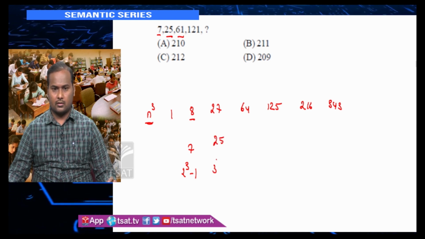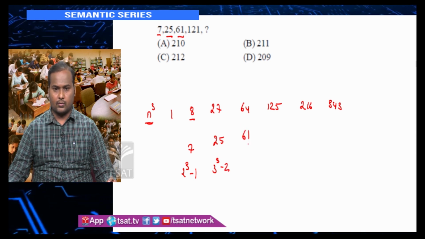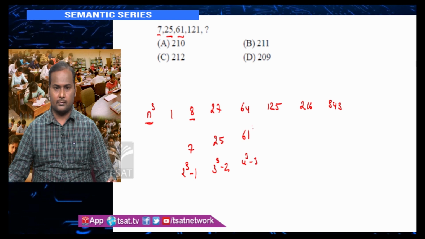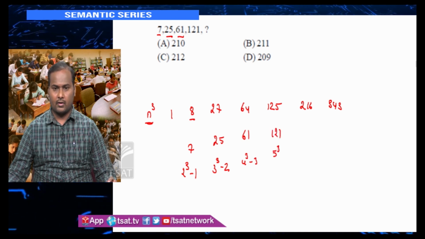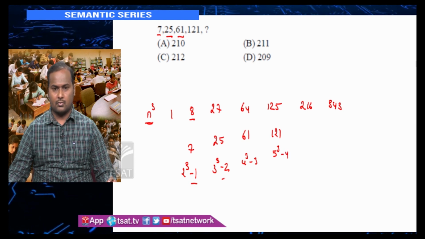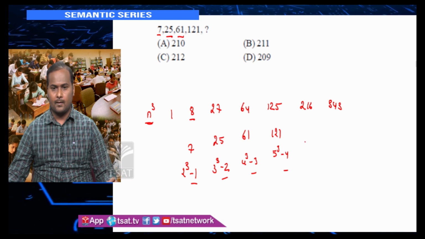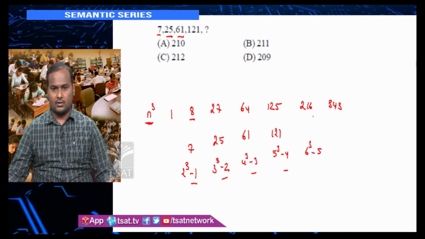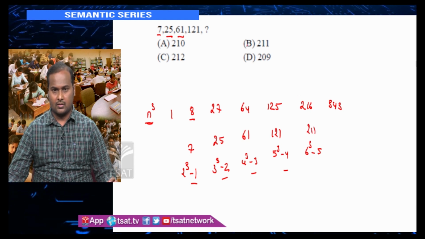It is 3 cube minus 2. Then it is 61. How can I write 61? It is 4 cube minus 3. Then we have 121, which is 5 cube minus 4. You can clearly see this. It is minus 1, minus 2, minus 3 and minus 4. So now obviously what is the answer? The next answer will be 6 cube minus 5, that is 216 minus 5. Your answer is 211.